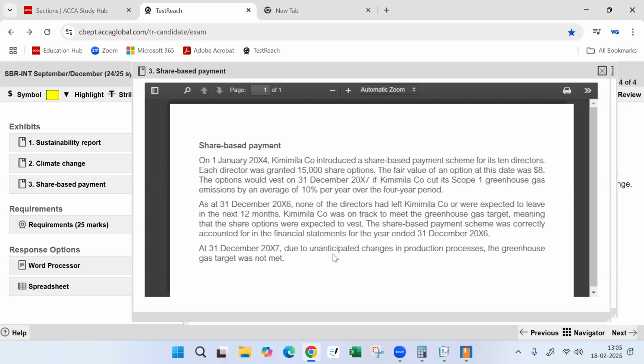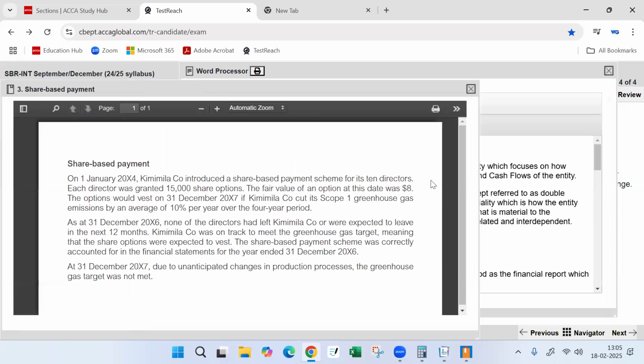At 31st December X7, due to unanticipated changes in the production process, the greenhouse target was not met. See, when you are on target to meet a particular metric for share-based payment, you will recognize an expense, isn't it? Because as per the share-based payment concept, is this share-based payment equity settled or cash settled? It is equity settled, right? Because you are issuing 15,000 share options. So share options are equity settled. So equity settled means you have to recognize it at fair value. What is the fair value? $8. What is the vesting period?